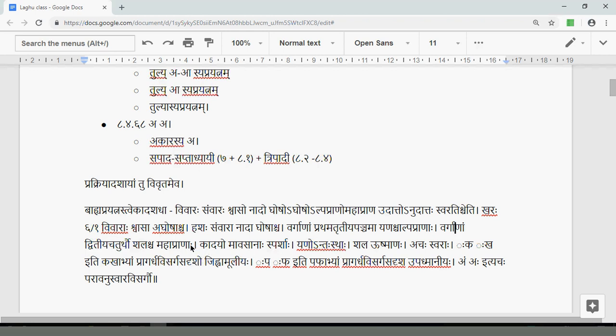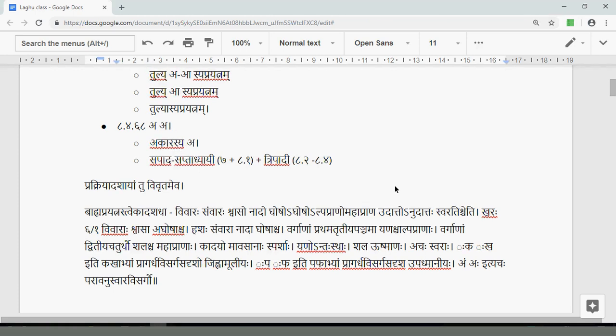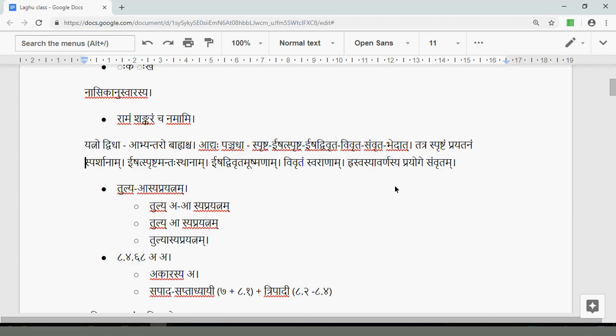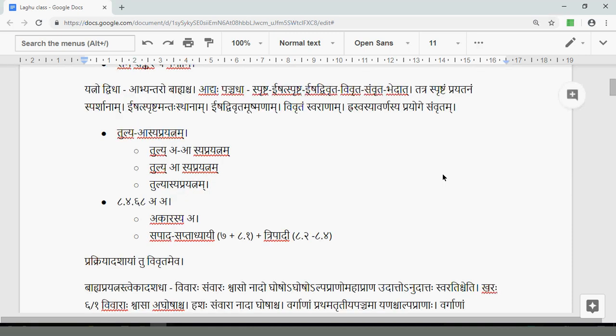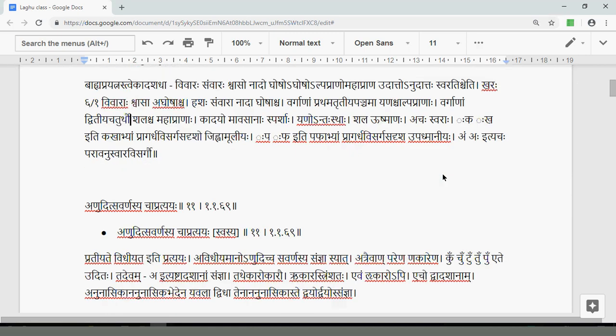Kadayo maswanaha sparsha. Earlier it has been said, what was said earlier? Here it was said, among these, whatever has been said, adya panchada, among those, prayatnam sparshanam. What was said? Sparshanam sprishtam prayatnam. Sparshanam, what are sparsha? That is also explained by the vritti itself. He says, kadayo maswan, mavasanaha.